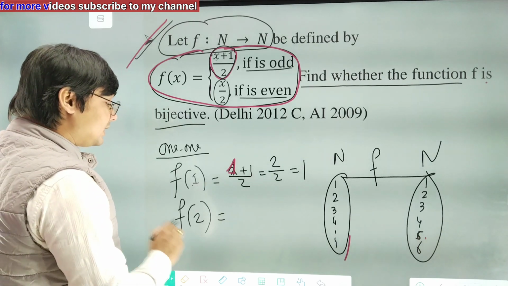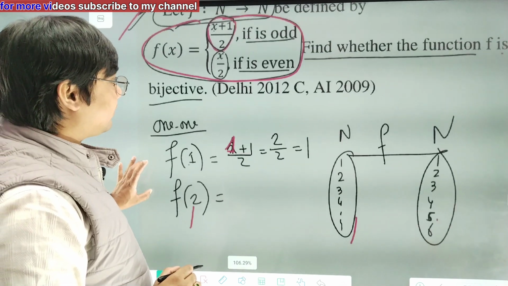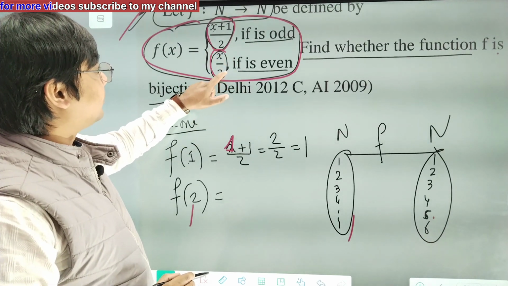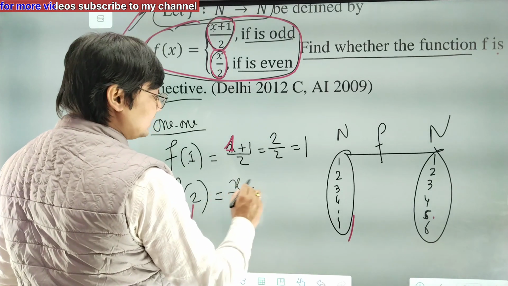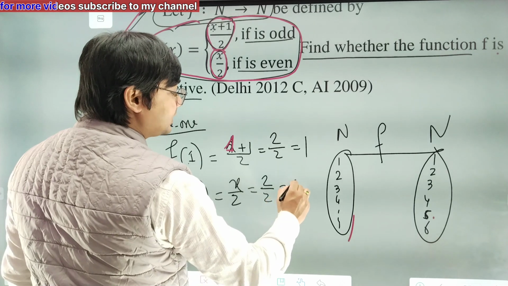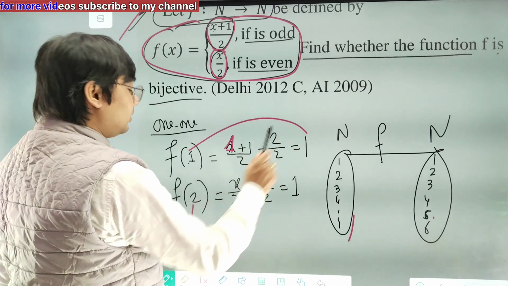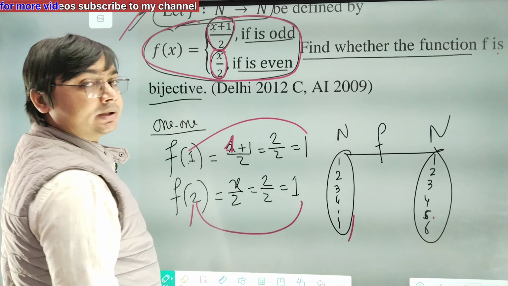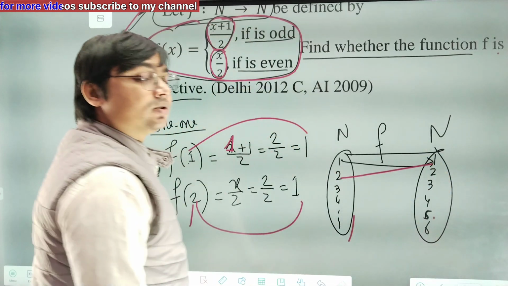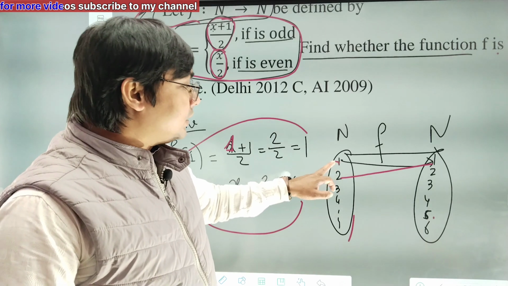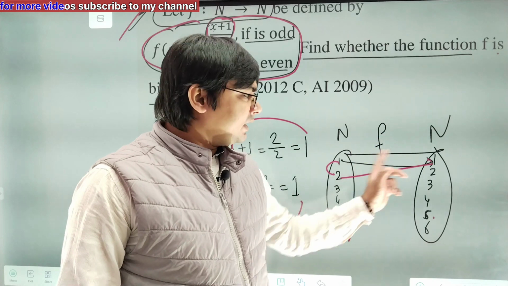what will be f of 2, guys? Which structure will follow here? You see, 2 is an even number, and since 2 is an even number, this structure will follow here. So this is x by 2, that means x is 2, so 2 by 2, this is 1. That means what we see here, the image of 1 is 1 as well as the image of 2 is also 1. That means 1 is related to 1, as well as 2 is also related to 1. That means you see, any two distinct elements are here and they have the same images. Yes, their images are same.